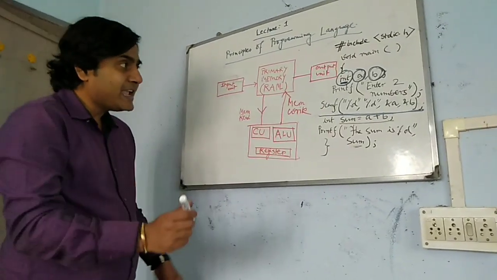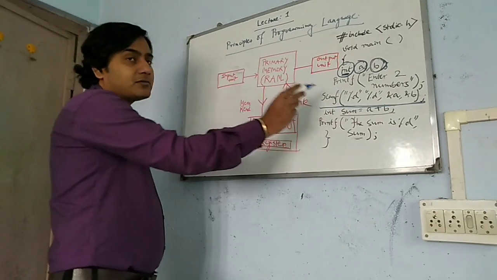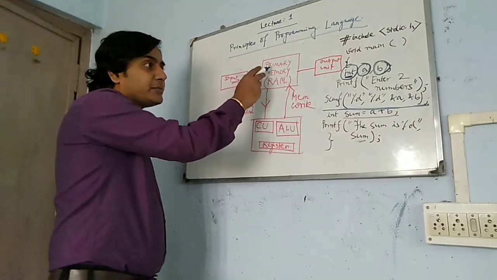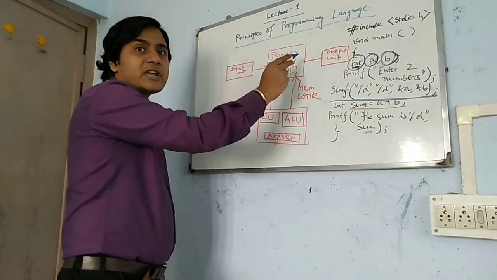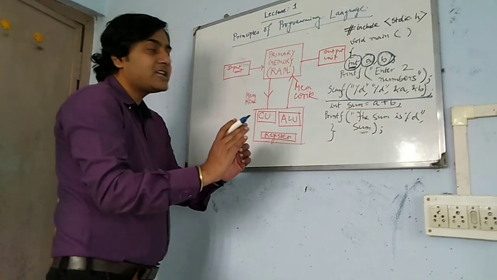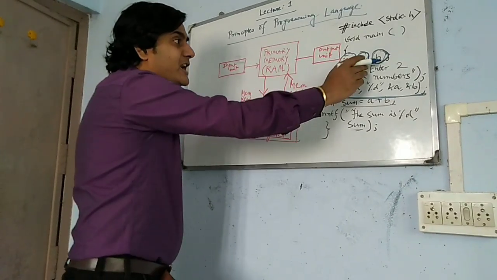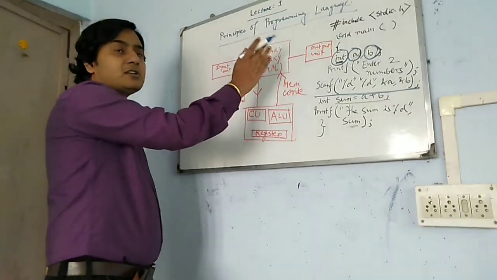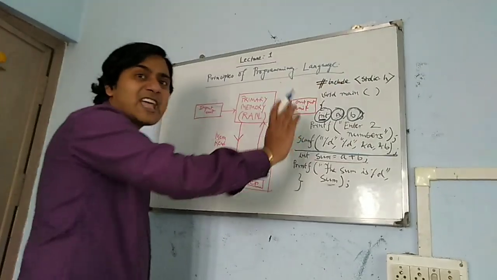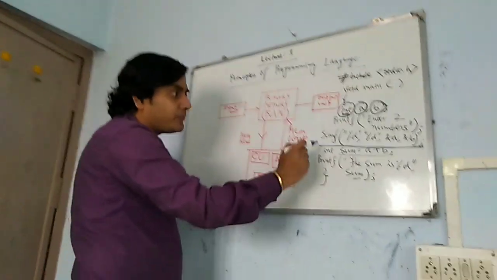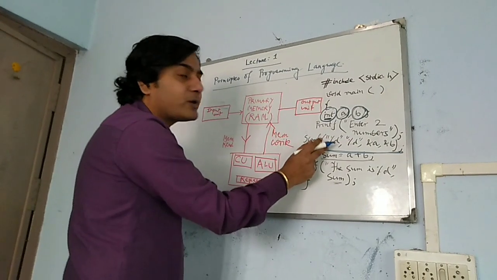Now, for A, the RAM will allocate 4 bytes of memory. Again, for variable B, the computer will allocate 4 bytes of memory. Now, they are very much sure that I have to allocate 8 bytes of memory for these particular variables and their values. So, by this step, memory is allocated.